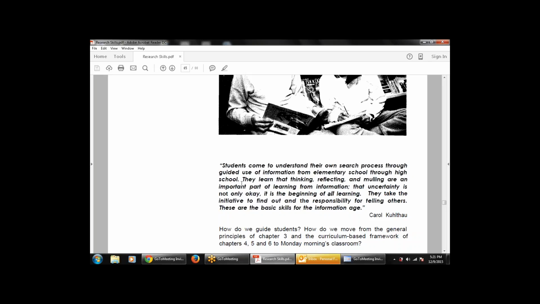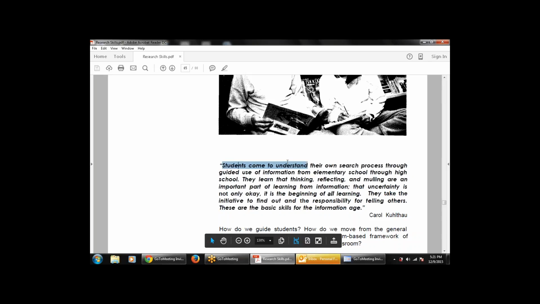They learn that thinking, reflecting and mulling are an important part of learning from the information. Whatever they think, whatever they reflect on and whatever they mull over is an important part of learning from the information. That uncertainty is not only okay, it is the beginning of all learning.